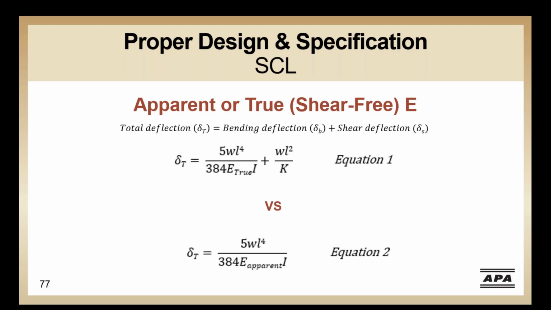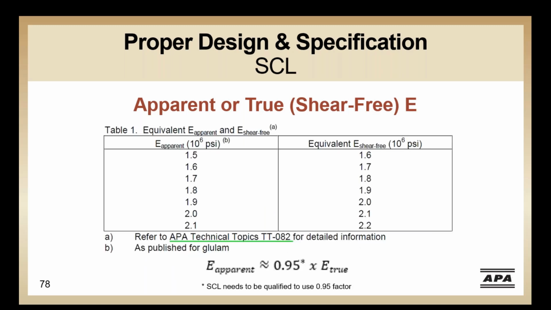It should be noted that the relationship between apparent E and true E depends on the span, moment of inertia, and the shear deflection coefficient. Some manufacturers categorize their tabular values as apparent E and some as shear-free E. To equate apparent E and shear-free E, the apparent E value is reduced by approximately 5%, and the appropriate one-term or two-term equation is used. This is where some confusion can be introduced, as some SCL manufacturers categorize their tabular values as apparent E and some as true E. This can make substitution of products challenging, and you need to know which E is being used by each manufacturer.